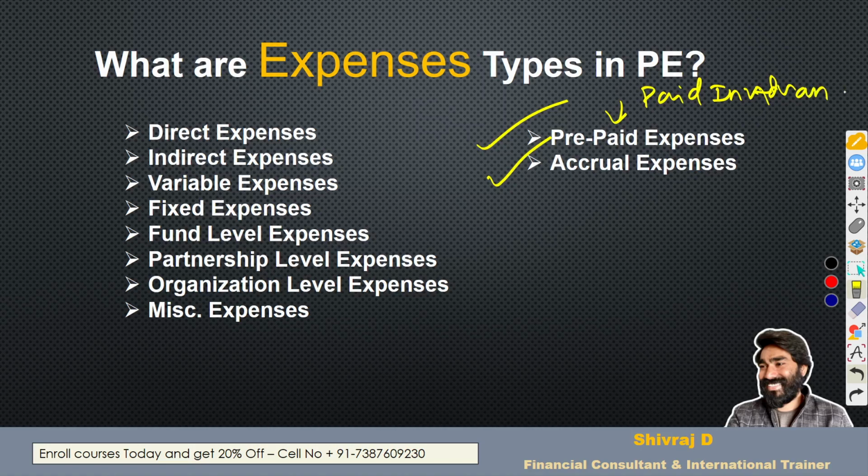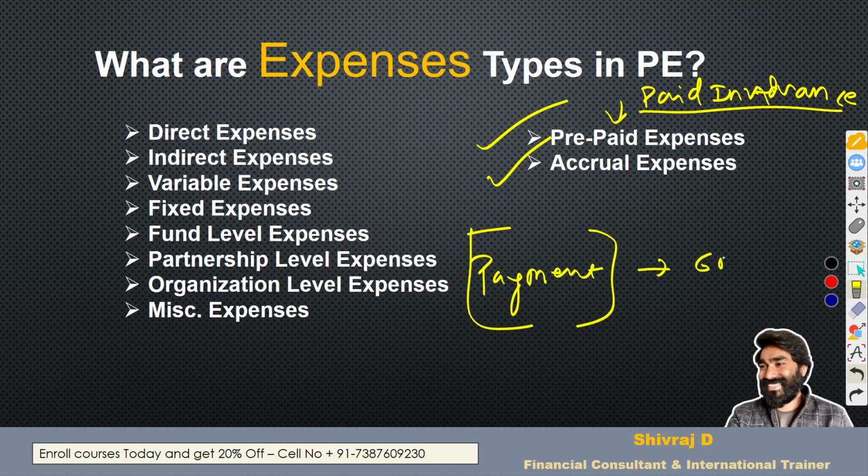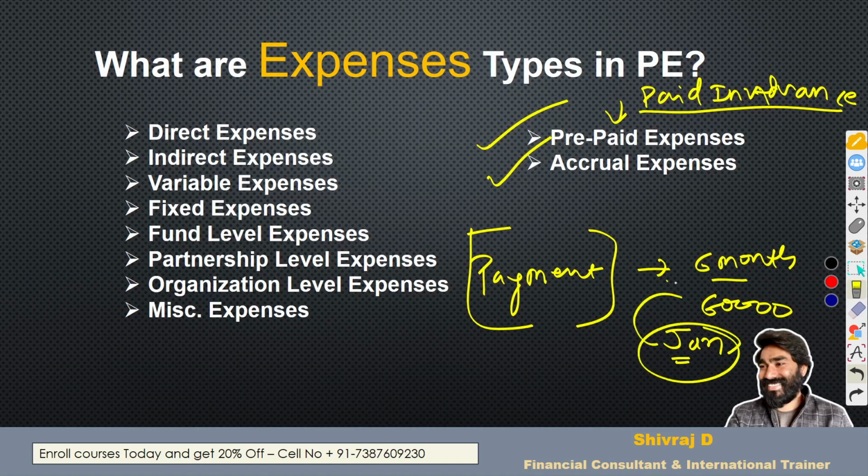Prepaid expenses are paid in advance for the next accounting period, before rendering service. For example, let's say tuition fees. In most cases, students make a payment in advance for the next couple of months, right? Let's say you have 6 months of tuition and the fee is 60,000. Let's say the batch starting time is January. So in January he will make a payment of 60,000 for the next 6 months.